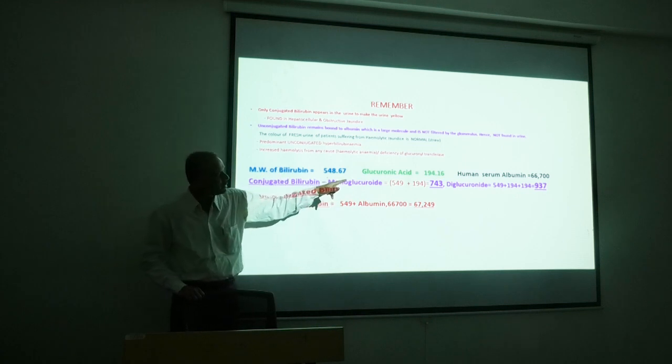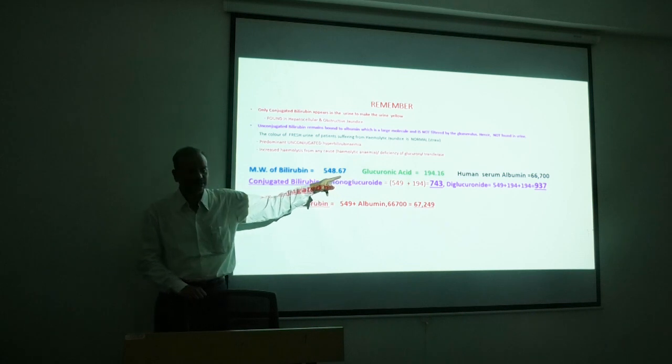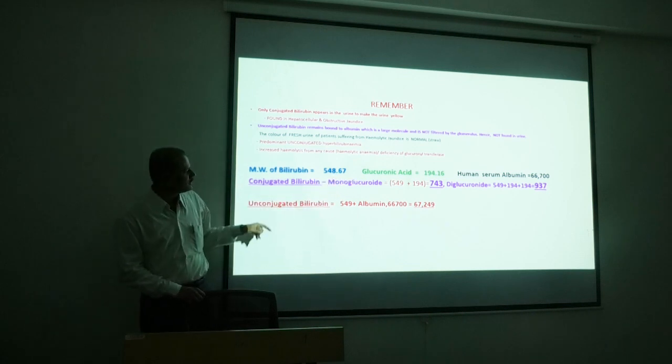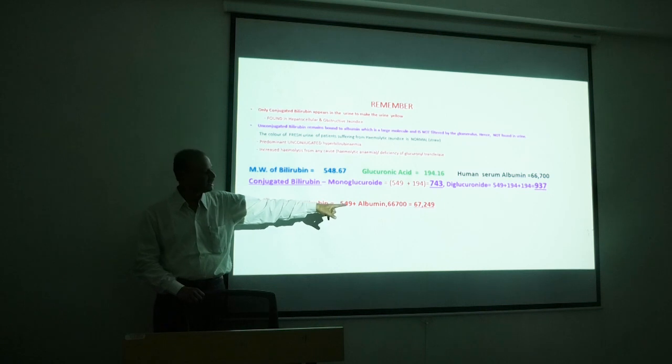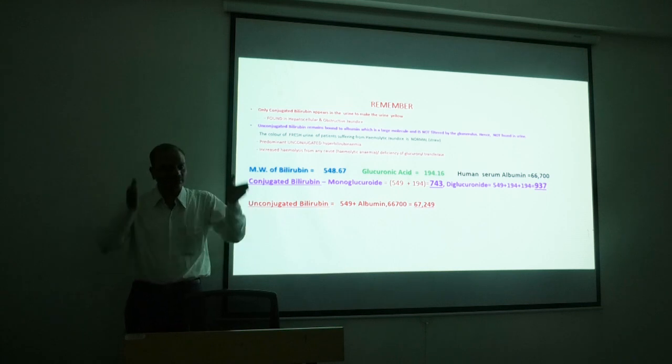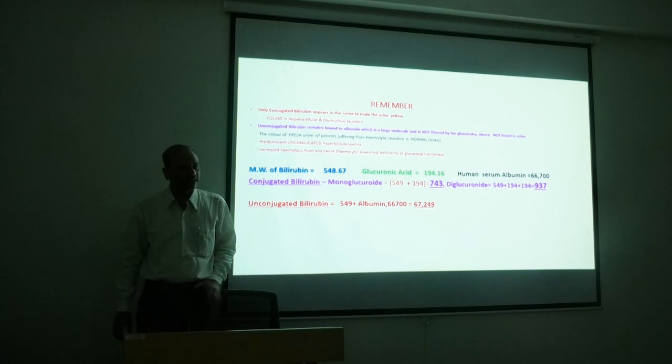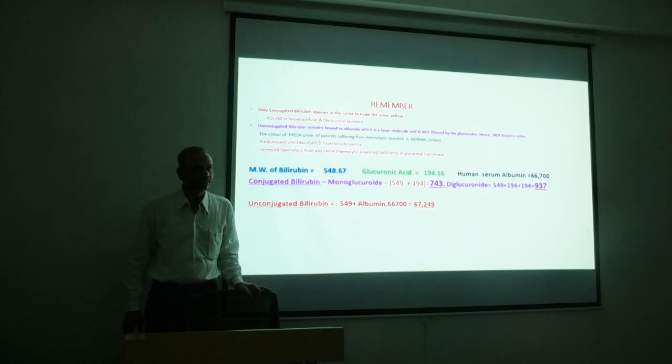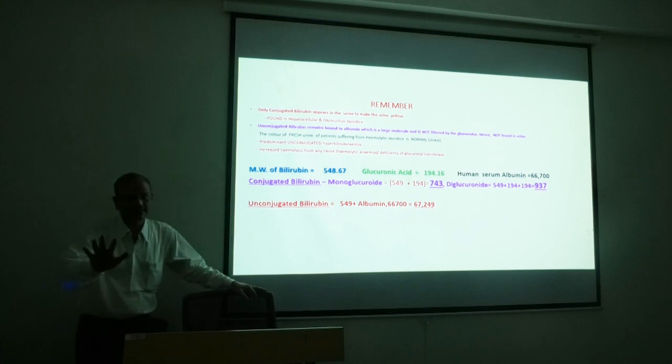In contrast, human albumin is 66,270. So unconjugated bilirubin bound to albumin has a molecular weight of about 67,000. It's a big molecular structure, so it will not get filtered by the glomerulus. That is the reason why unconjugated bilirubin doesn't appear in the urine. Is it clear?